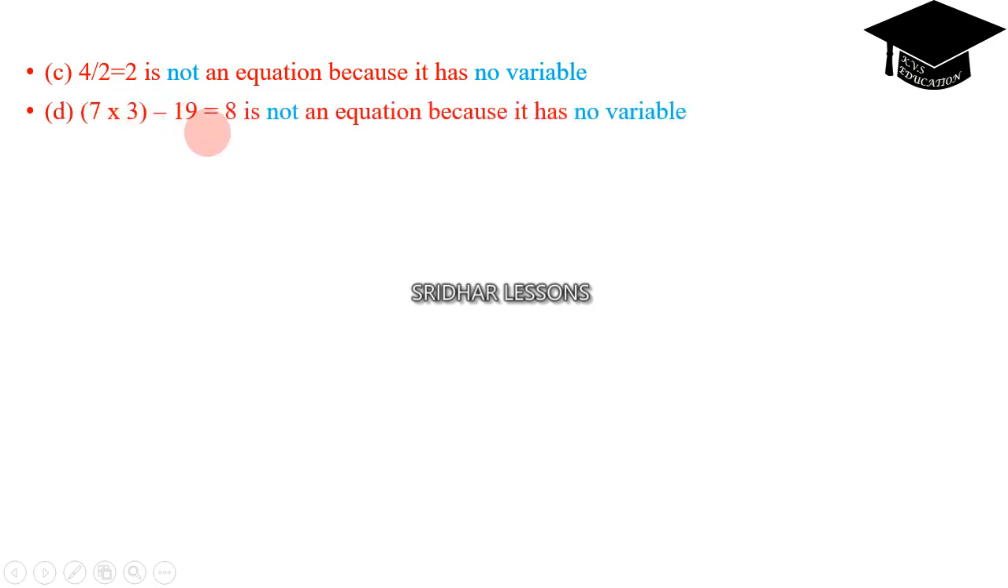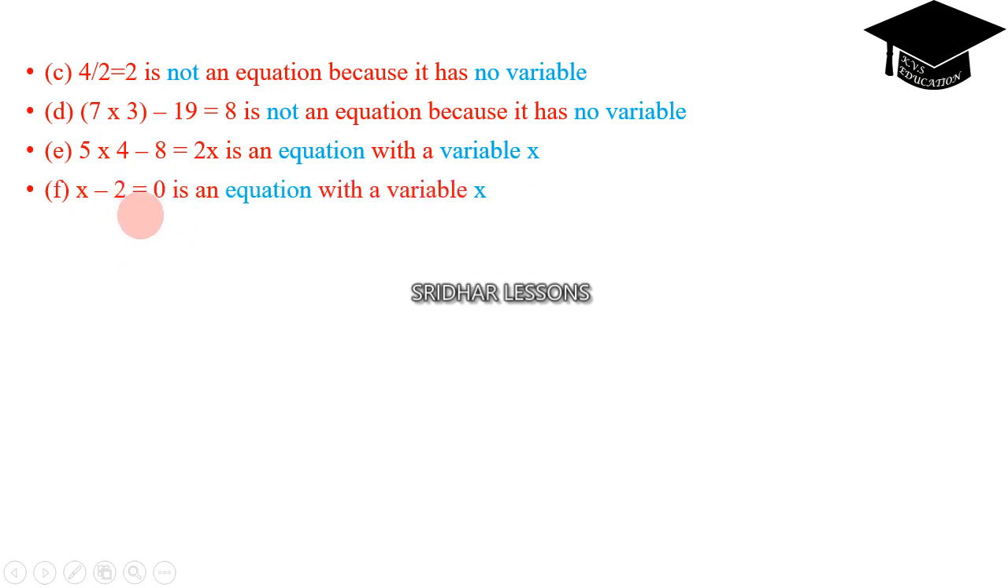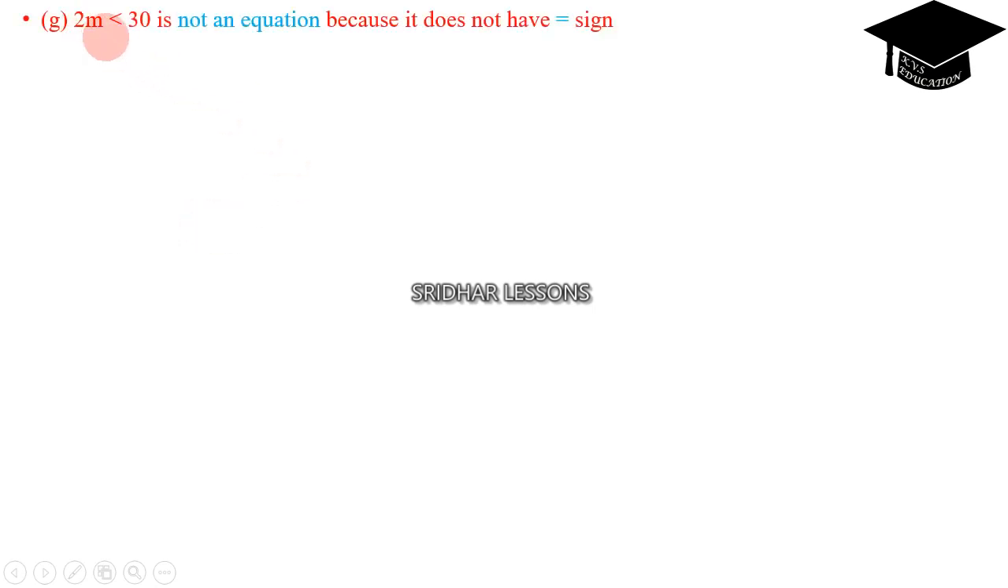7 × 3 - 19 = 8. This is also not an equation because it has no variable, and again it's also a constant. 5 × 4 - 8 = 2x. This is an equation because it has the variable x here. Next, x - 2 = 0 is an equation with the variable x. Next question, 2m < 30. This is not an equation. We know the reason: it does not have an equal sign.